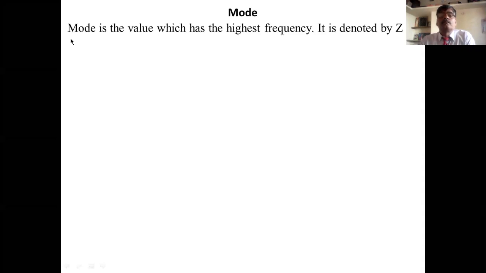Okay. So mode is also an average, a measure of central tendency. Then what is mode? The mode is the value which has the highest frequency. Mode is nothing but the value which occurs again and again, which occurs maximum times. Which value occurs the maximum number of times, that is called the mode.